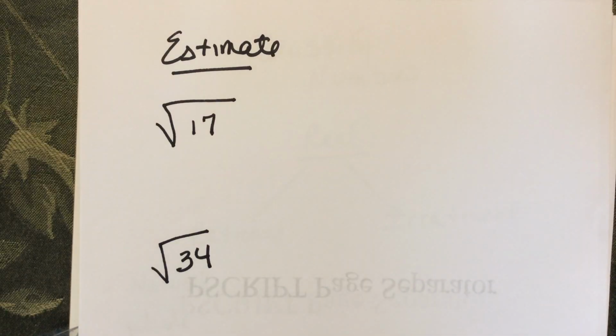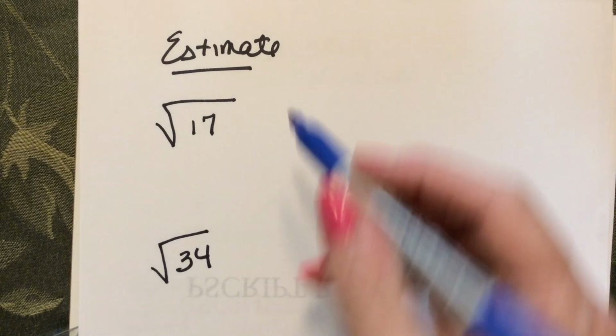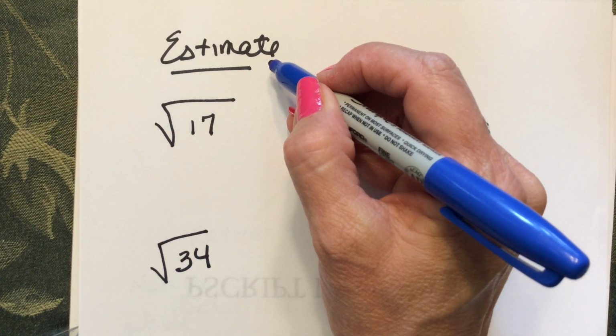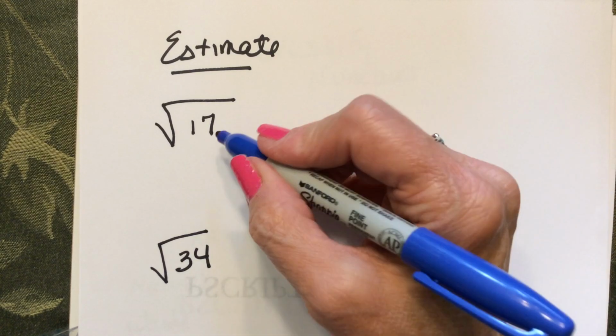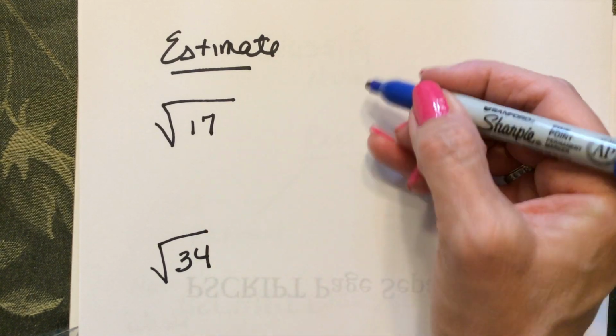Now, in addition to that, and this is where you want to have your perfect square chart with you that we just did, you're going to have to estimate things that are not perfect squares, okay? So if I want to estimate things that are not perfect squares, I'm going to think of what's closest. What's my perfect square that's closest to this?